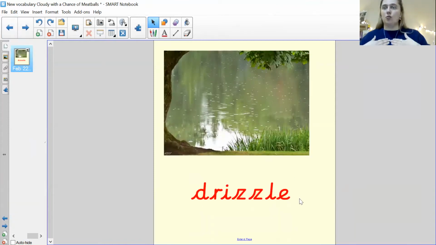Okay, drizzle, drizzle. Well done for joining in. Drizzle is when the rain falls in really small droplets. It's really light and it falls really gently. Drizzle. Have a think about what you could draw for that picture.